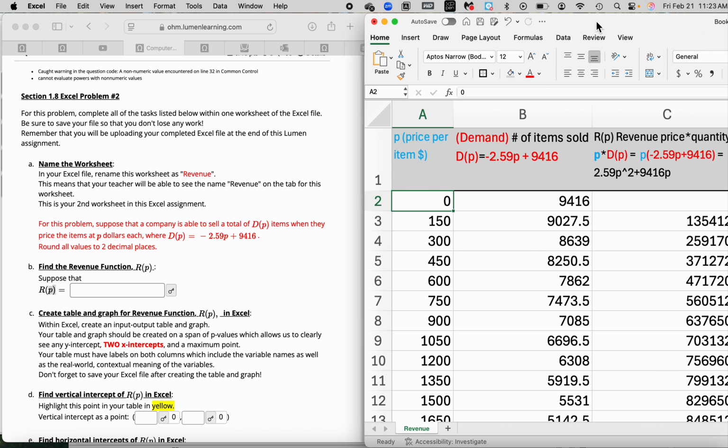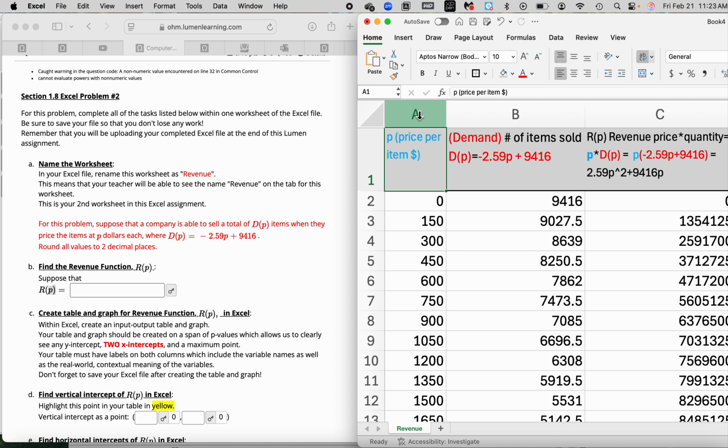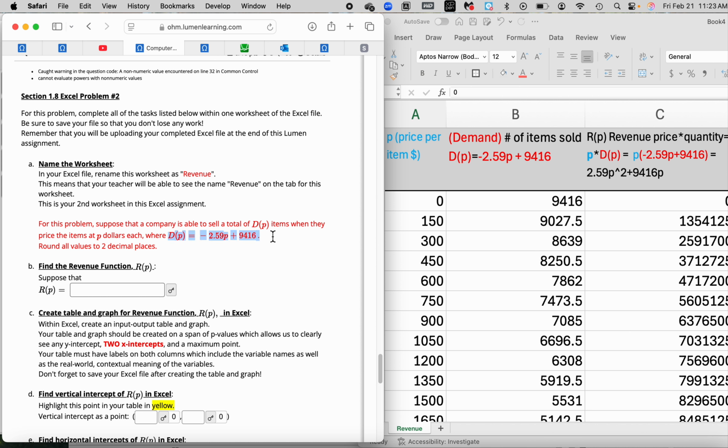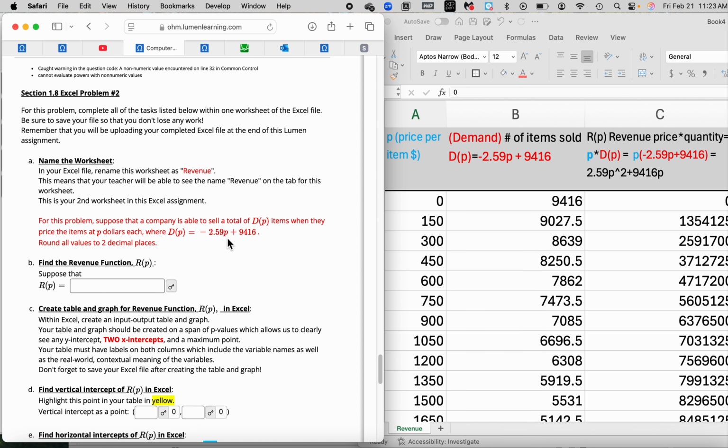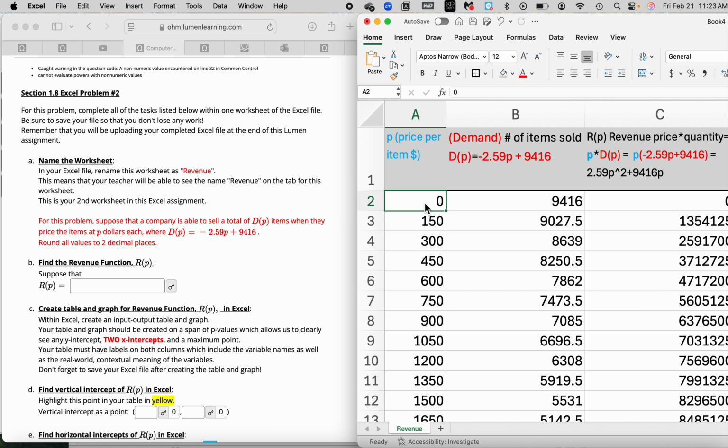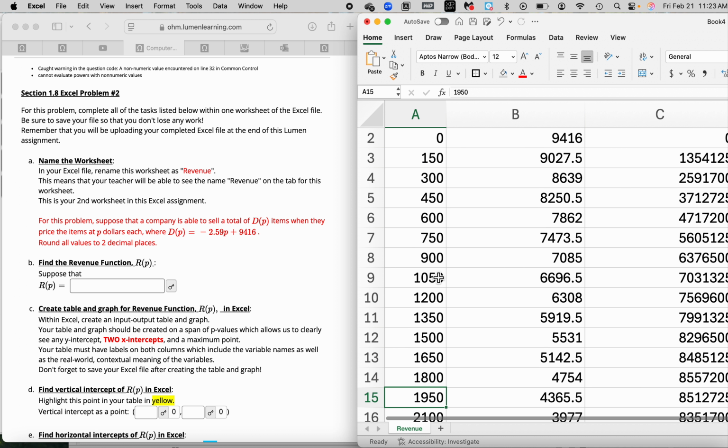So when I set up my input-output table, I've already done it here. My first column I set up as my input. And because P is price per item, I can't have negative price, even though I can put mathematically negative numbers in this demand function, which happens to be a linear function. Contextually, I'm not going to price my items at negative dollars. So I'm going to start my price, or my input, at $0, and I'm going to go up from here.